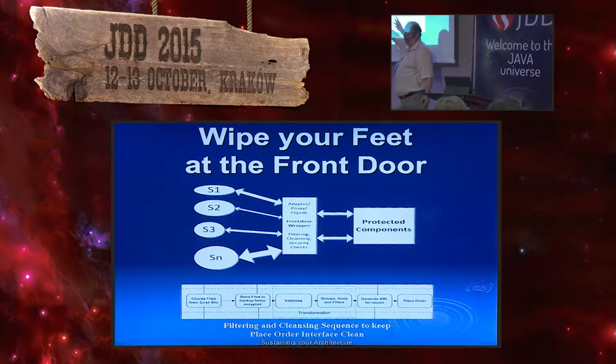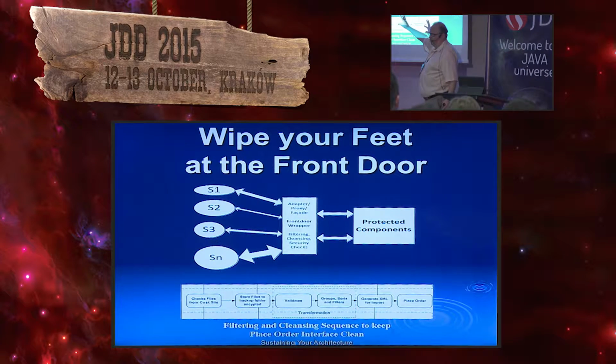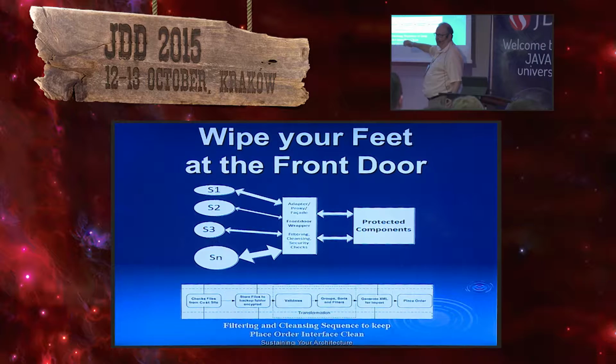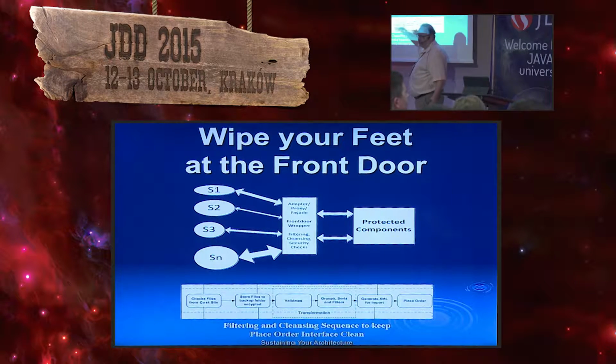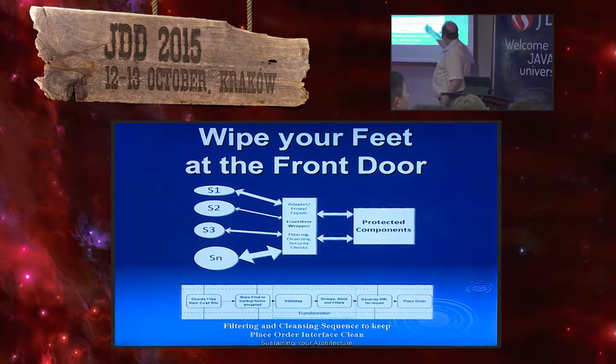Well, what we can do is by wiping your feet at the front door, all these different client systems may have their own way of looking at things, a little bit of a unique way. And what we can do is come in and kind of map it. Sometimes you're going to have to do some translations, write some different types of filterings or cleansing things. And then we can call into our protected components, keeping everything clean.